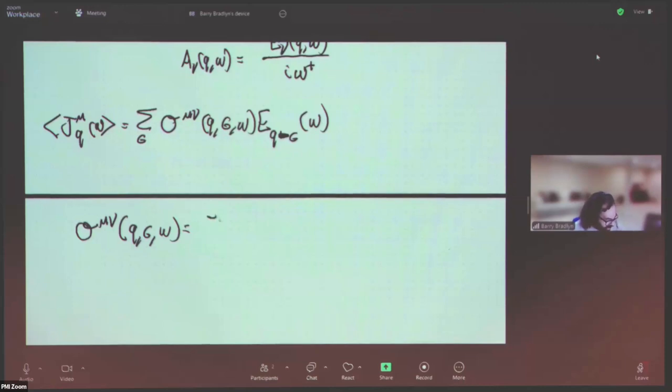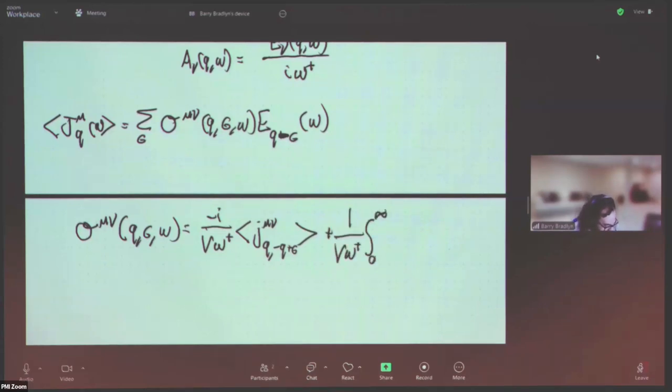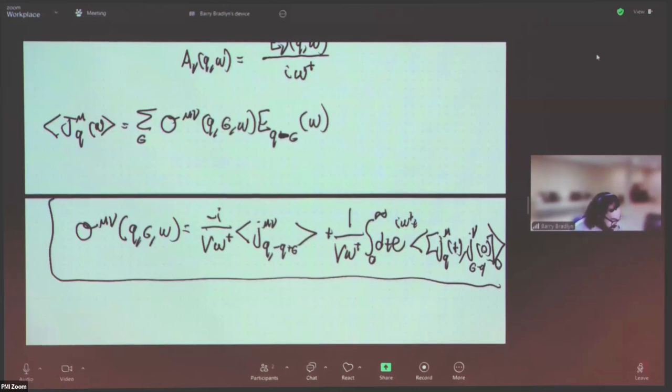We have minus i over V times omega plus, the average of this diamagnetic term. And then 1 over V omega plus times the Kubo formula piece for R, j nu of g minus q of 0. And so this is the Kubo formula for the conductivity.